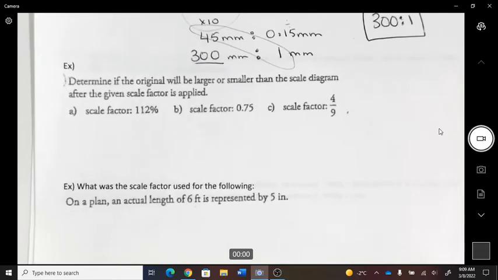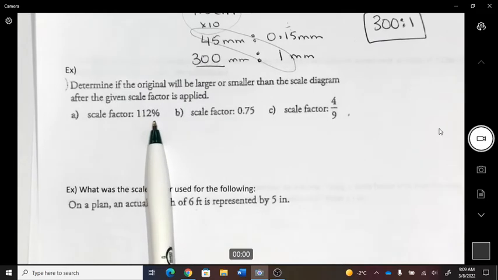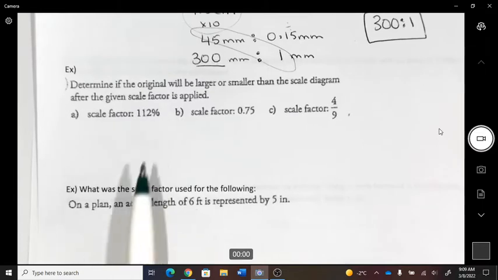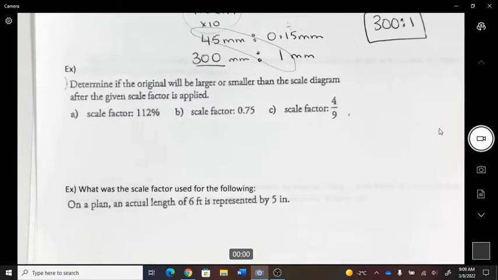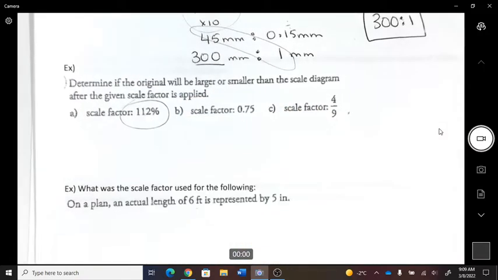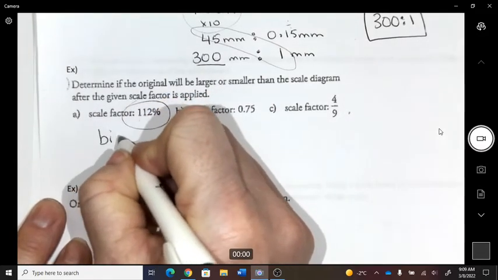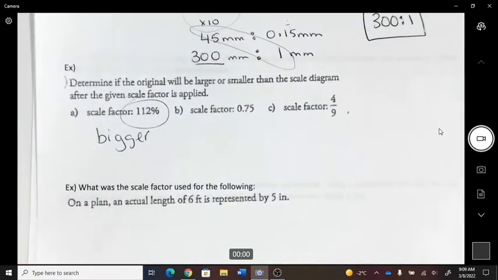Okay, next question. If I asked you to draw something with a scale factor of 112%, my question for you is, would you be making something bigger or smaller? Okay, so if you were to draw something 112% the size of what it is, is it going to get bigger or smaller? What's your instinct say? Did you write bigger? 112% makes something bigger.